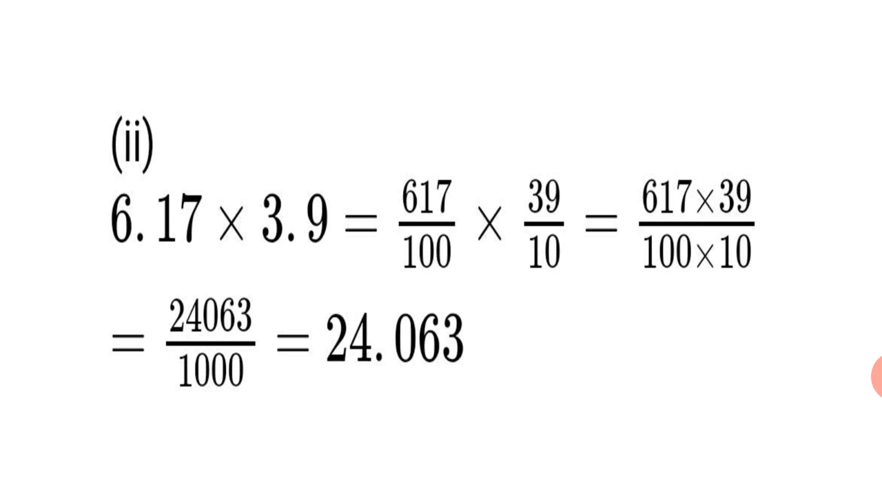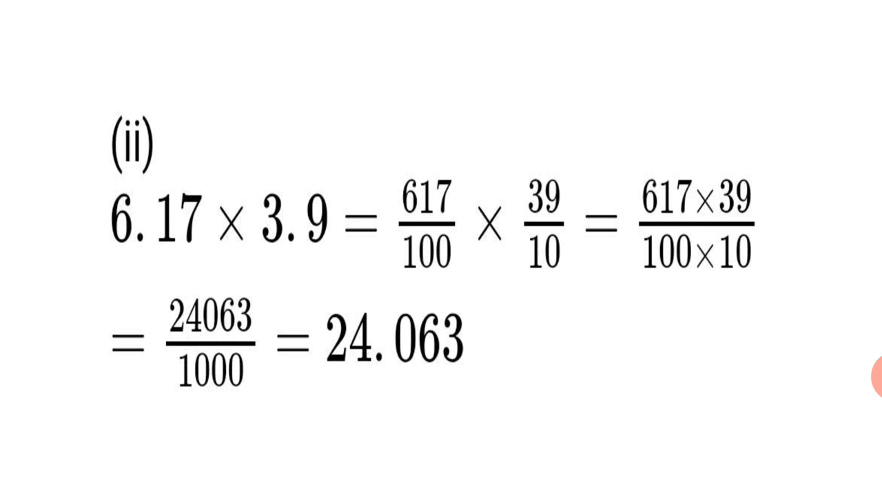Second sum, 6.17 into 3.9 is equal to 617 upon 100. After decimal point 2 digits, so upon 100, into 39 upon 10. After decimal point 1 digit, so upon 10. Is equal to, multiply numerators, multiply denominators. 617 into 39 gives us 24063 upon 100 into 10 is 1000. You will see the denominators are very easy to multiply because it is either 10, 100 or 1000.